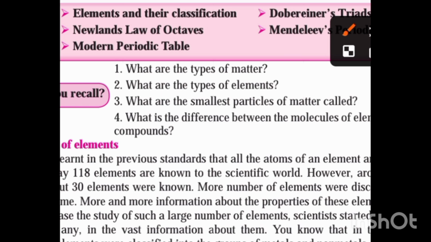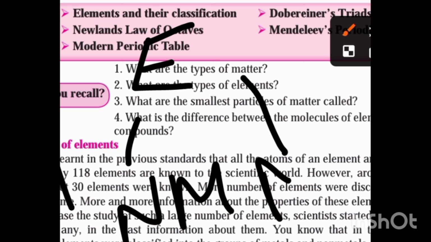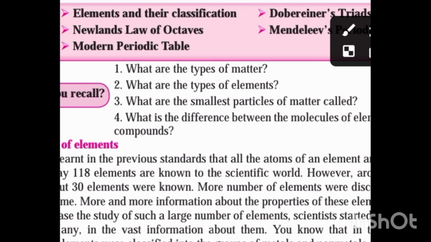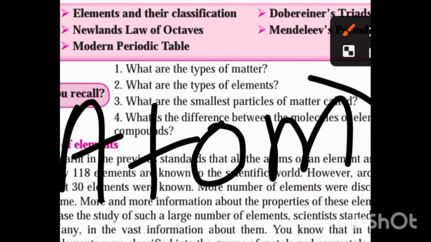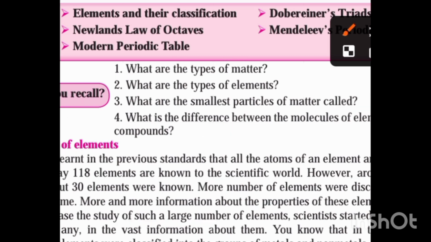What are the types of elements? Elements are basically classified into three types: metal, non-metal and metalloid. I hope you are aware of it. What is the smallest particle of an element? That is the atom. I have a question for you: who discovered the atom? Let me know in the comments. If you don't know, then I'll tell you in the comments after a few days.